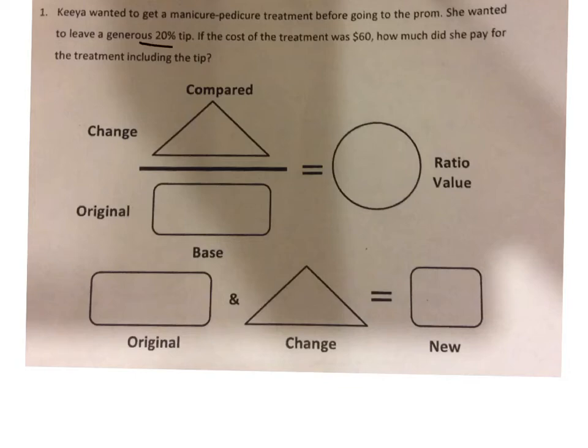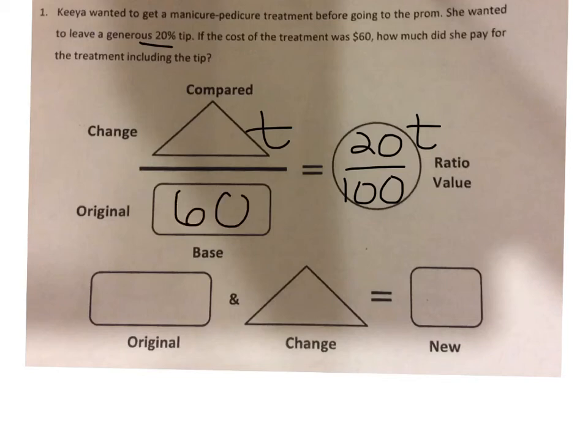So immediately I see 20%, so that's my tip. It's going to be 20 over 100. I'm going to leave a T for tip over here. And the original cost of the treatment was $60, so that's going to go in the original spot, the bottom spot. And we have to go ahead and figure out the tip. We can do that now.